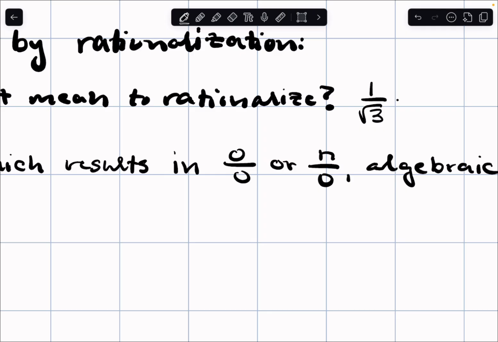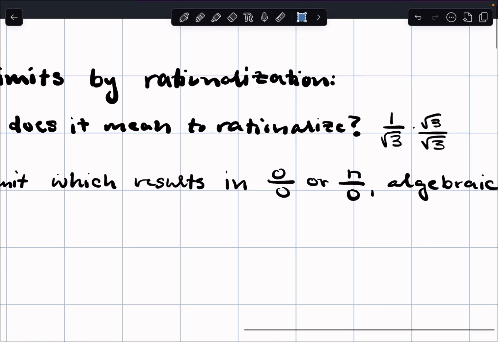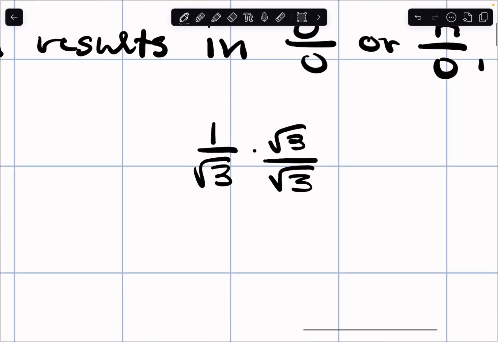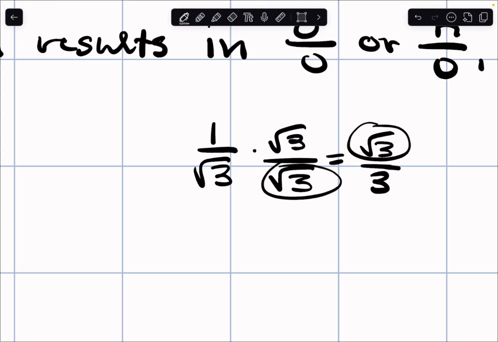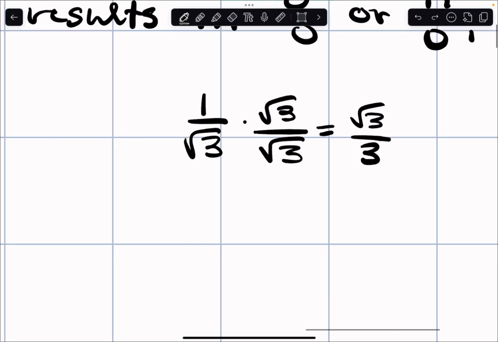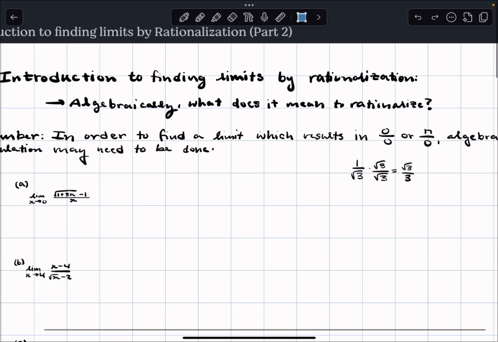So what you would do is multiply the top and the bottom by the square root of 3. So you would get square root of 3 over 3. And now we have transferred the root to the top, as you see here. So we do not want a root on the denominator at all. That is the essence of what rationalization is algebraically.